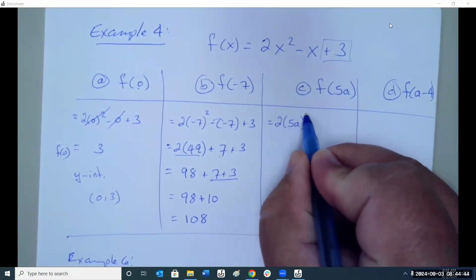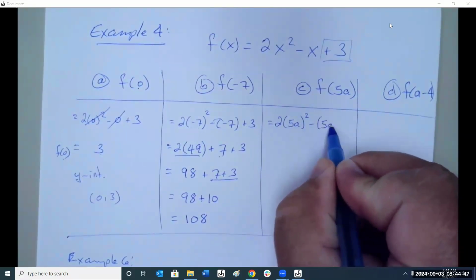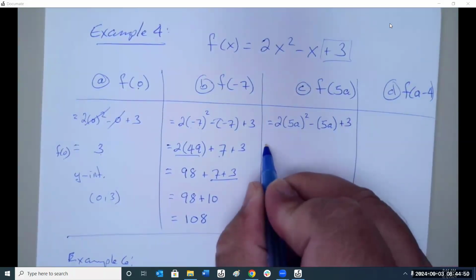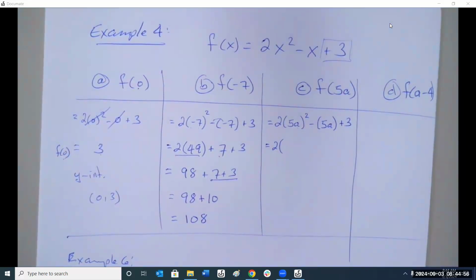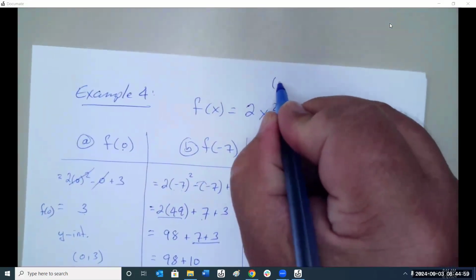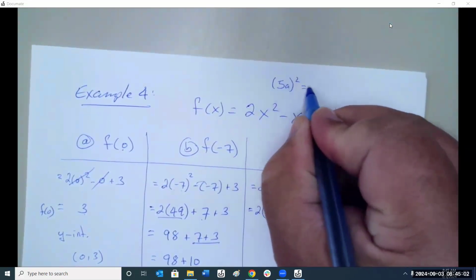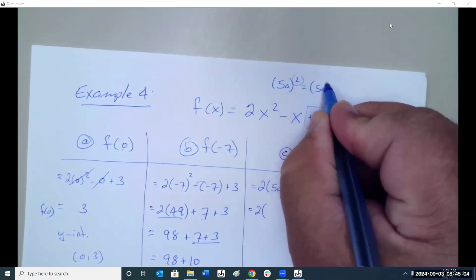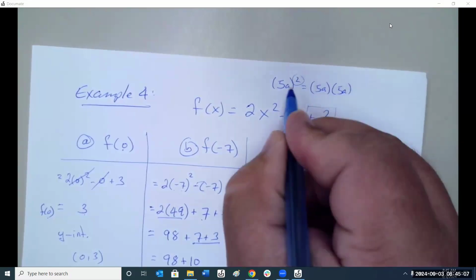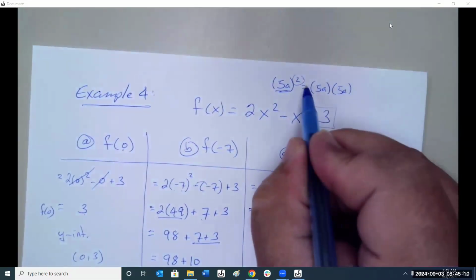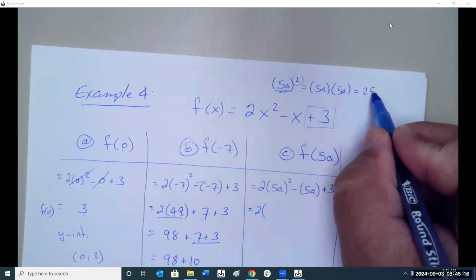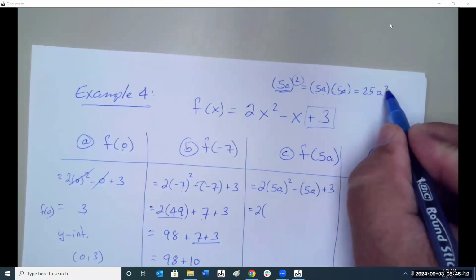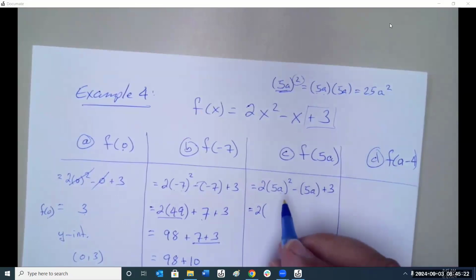Two times 5a squared minus 5a plus 3. So what is 5a squared? Yeah, 5a squared. The square means take whatever's under it. This is called the base. This is called the exponent. It says multiply it to itself twice. So 5 times 5 is 25. A times a is a squared. So it's 25a squared.